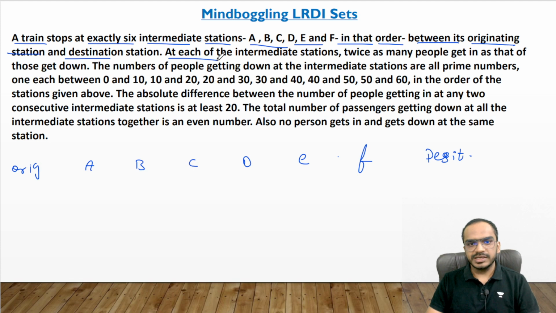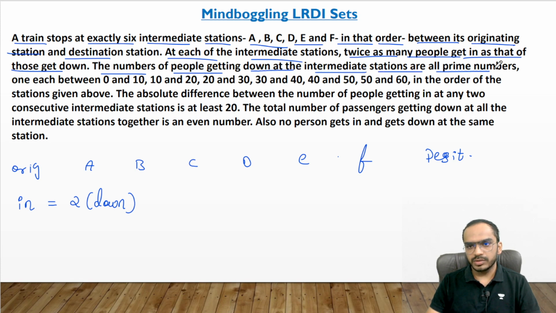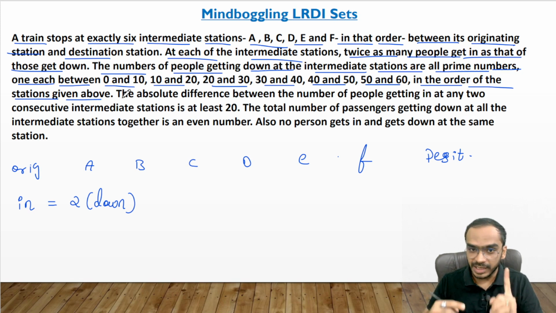At each of the intermediate stations, twice the number of people get in as get down. So at each intermediate station, getting in is equal to twice of getting down. Are we clear with this? The numbers of people getting down at the intermediate stations are all prime numbers, one each, between 0 to 10, 10 to 20, 20 to 30, 30 to 40, 40 to 50, 50 to 60, in the order of the stations given above.